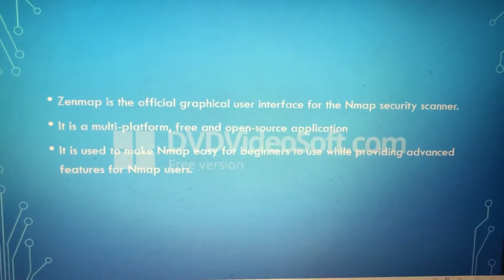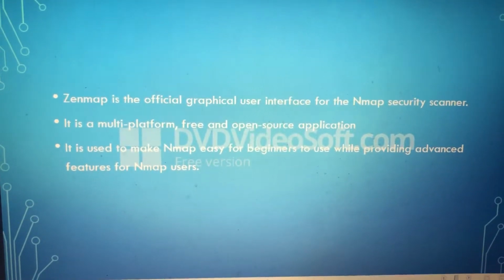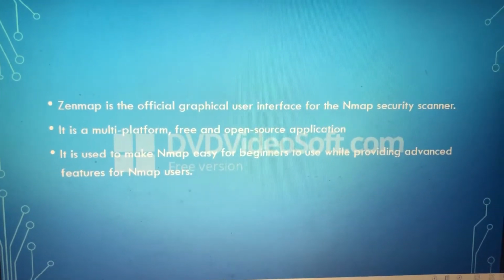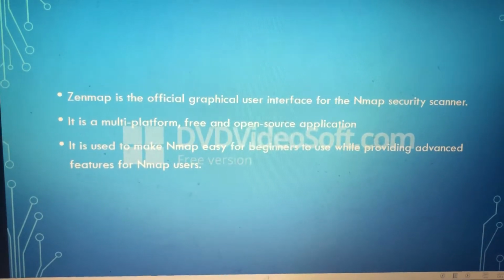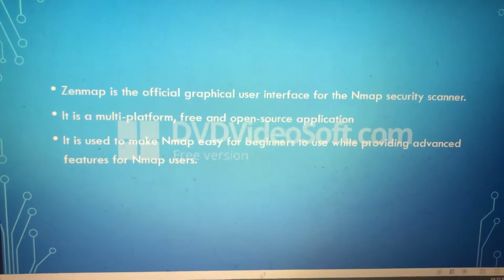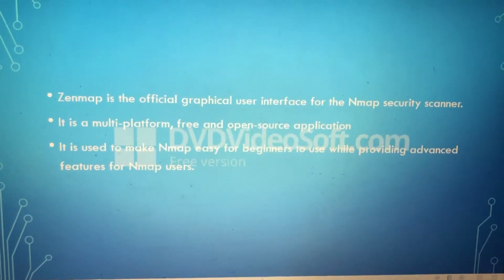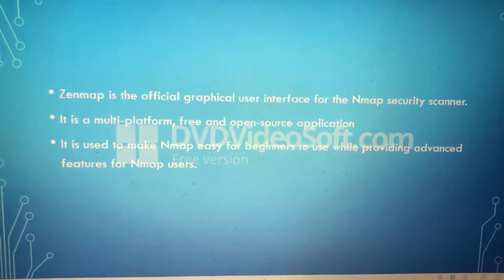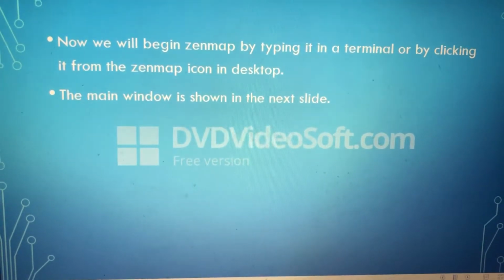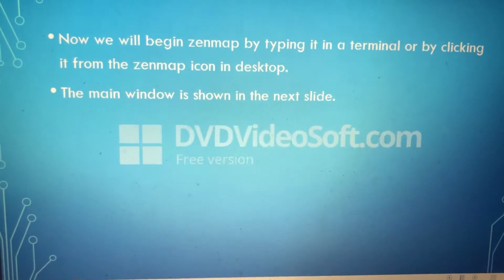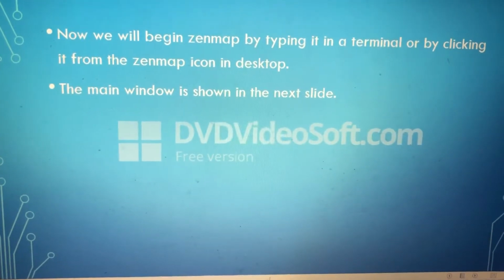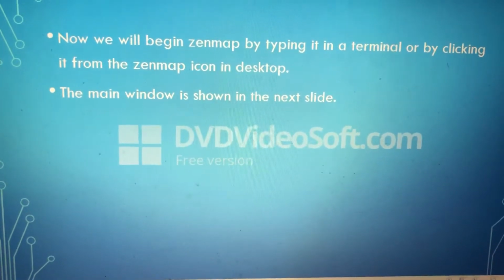ZenMap is the official graphical user interface for the Nmap security scanner. It is a multi-platform, free and open source application. It is used to make Nmap easy for beginners to use while providing advanced features for Nmap users. Now we will begin ZenMap by typing it in a terminal or by clicking the ZenMap icon on the desktop. The main window is shown in the next slide.